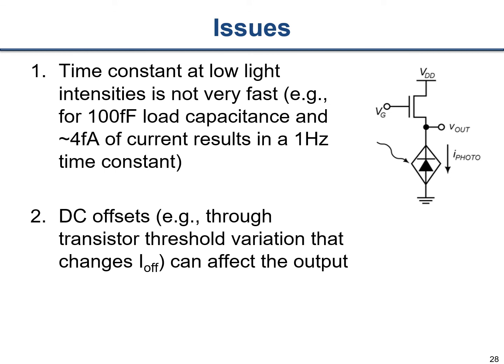We don't want to just build this circuit because this photodiode will have some parasitic capacitance. It has very low current, typically, depending on the size of the photodiode and the light intensity. But if we're talking about 100 femtofarad of capacitance and 4 femtoamps of current, which are realistic numbers depending on the process and the light intensity, then we're talking about a 1 Hertz time constant, which is very slow, particularly if you want to build a camera system. In addition, we might have some DC offsets. If we have threshold voltage variation through that transistor, the output voltage will be affected fairly strongly.